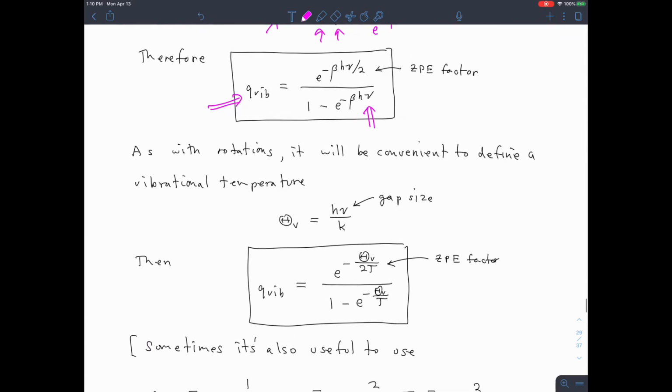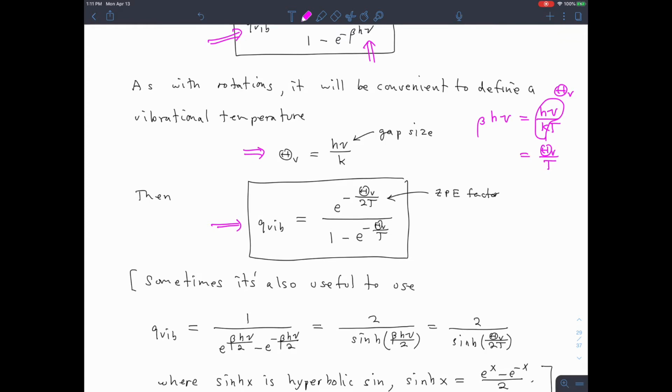It will simplify matters if once again we define a vibrational temperature. This quantity beta h nu is equal to h nu over kT. If we let all this stuff be the vibrational temperature, then that just becomes vibrational temperature over T. And so that's what we do. And rewriting our partition function then in terms of the vibrational temperature, and the vibrational temperature is a property of the molecules, right? So theta V equals a molecular property.